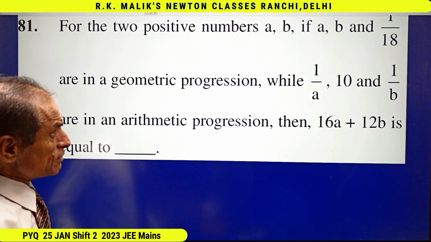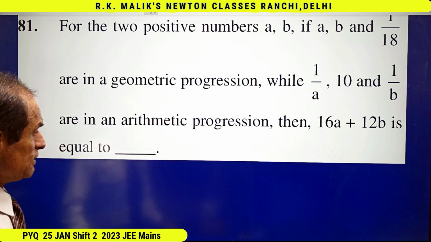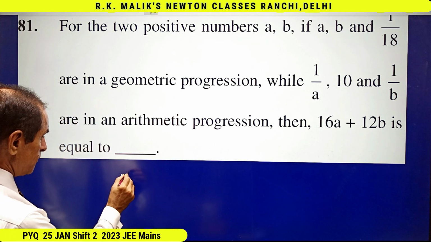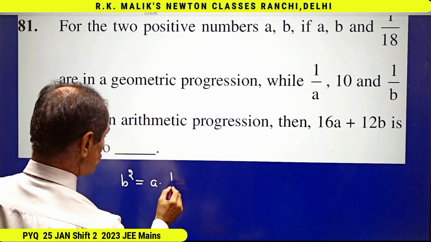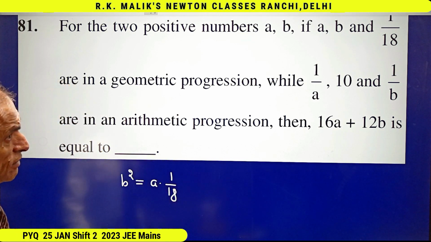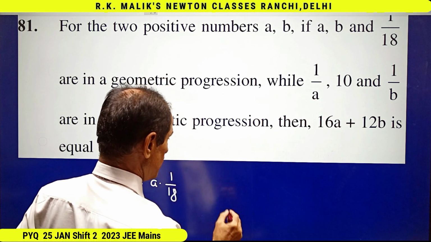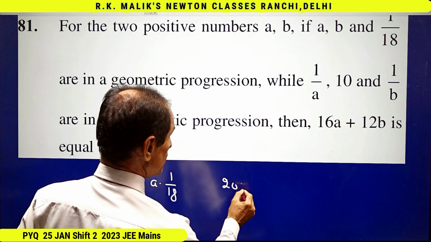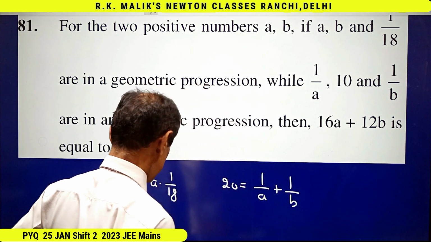According to the given information, because a, b and 1/18 are in GP, I can say b square is equal to a into 1/18. And because these three numbers are in AP, hence I can say 20 is equal to 1/a plus 1/b.